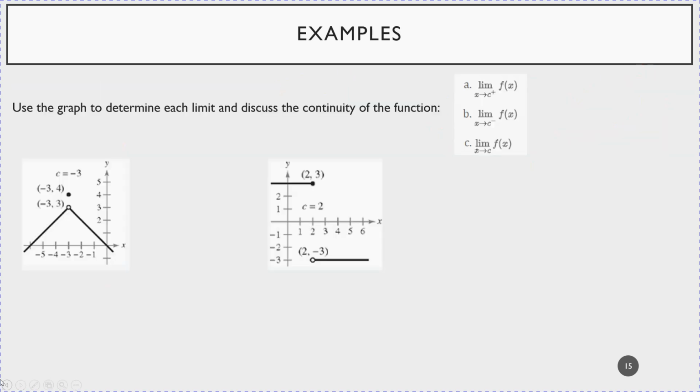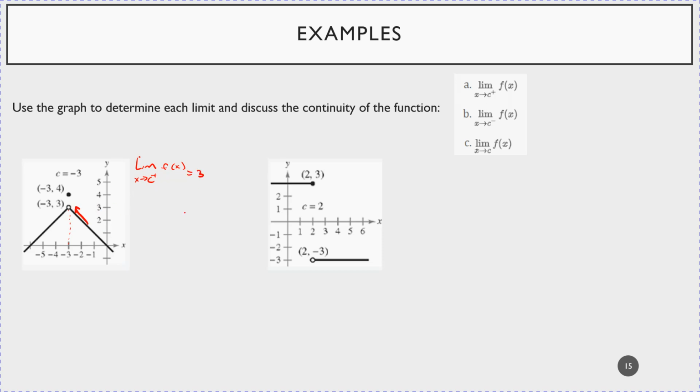All right, let's talk about these. Use the graph to determine each limit and discuss the continuity of the function. For each of these functions, I want to find the limit as x goes to c from above, as x goes to c from below, and the general limit. Here, this graph is my function. The limit as x goes to c from above of f of x: my c is -3. As I look at values above, only the one-sided limit, it looks like it's going to 3.